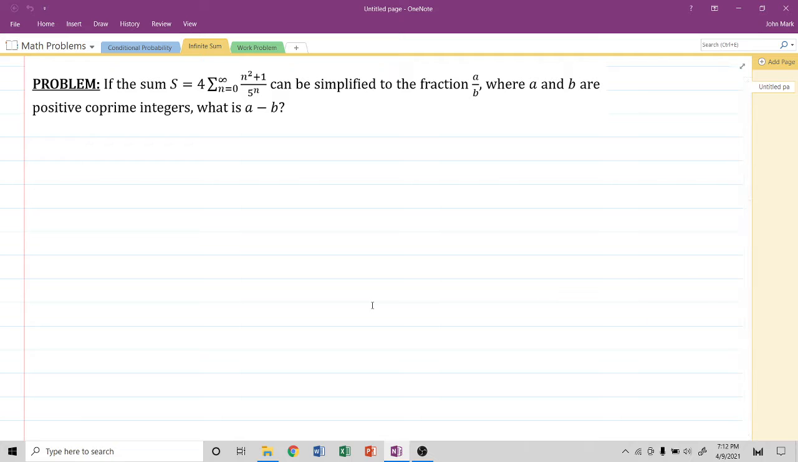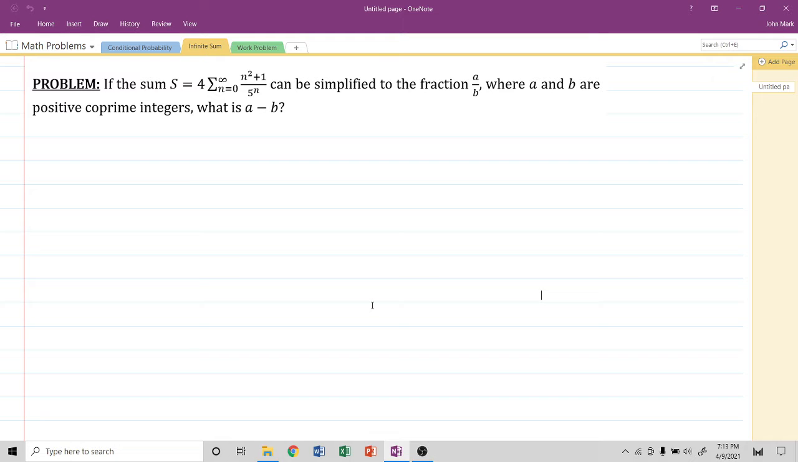This is Engineer Mark Gimba, and in this video titingnan natin itong isang simple problem natin on infinite series. So if the sum S equals 4 times the summation from n equals 0 to infinity of (n squared plus 1) all over 5 raised to n can be simplified to the fraction a over b, where a and b are positive co-prime integers, what is a minus b?